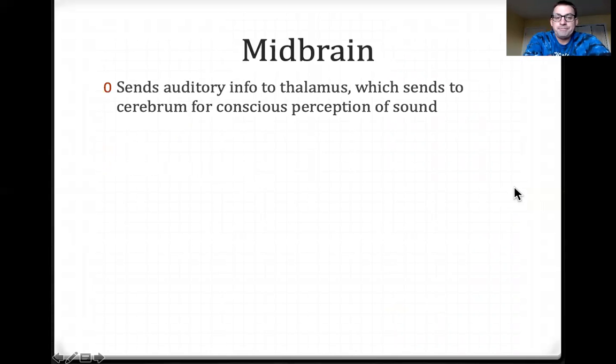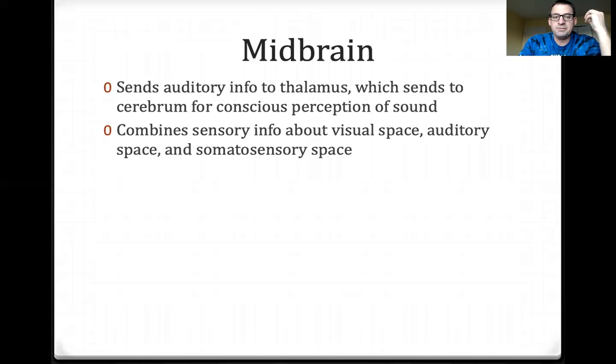So the midbrain sends auditory information to the thalamus. Information coming in from the ears goes to the midbrain and the brainstem, and then goes to the thalamus. And then that sends that information to the cerebrum, and that's how we are able to perceive sound.